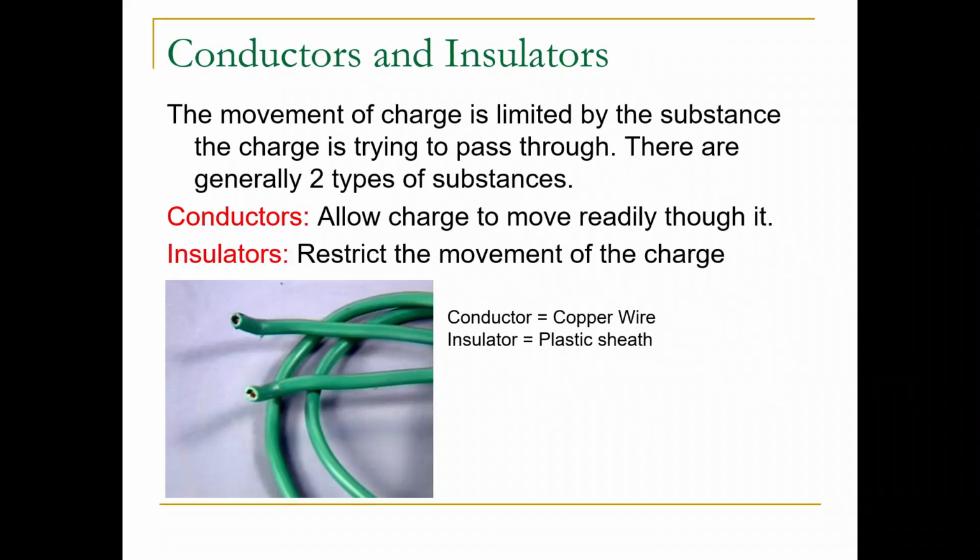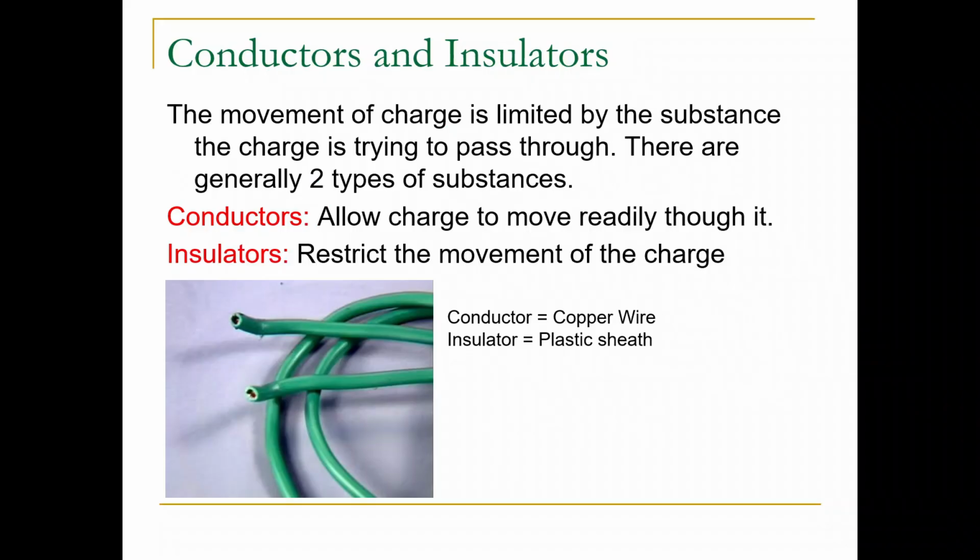Now, how they rearrange themselves and the ease with which they do that is going to be based on whether they're a conductor or an insulator. So conductors are materials that allow charge to move readily through it. So that would be something like a metal. Your insulators are going to restrict the movement of the charge. So that'd be something that is going to prevent the charges from flowing. So for example, plastic, rubber, things like that.